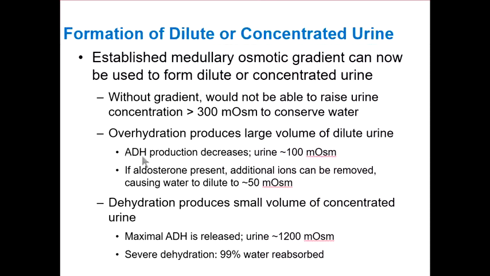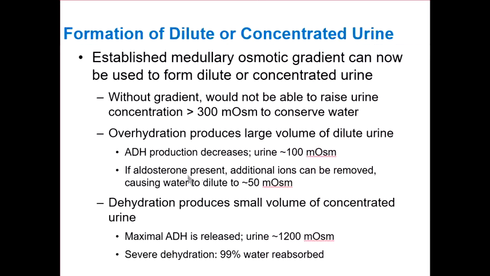Remember, ADH helps us retain our water, so if we're overhydrated, we have less ADH, and our urine will be very dilute, less than 100 milliosmoles. If aldosterone was present, we can have additional ions removed, causing water to become even more diluted in the urine, less than 50 or about 50 milliosmoles.